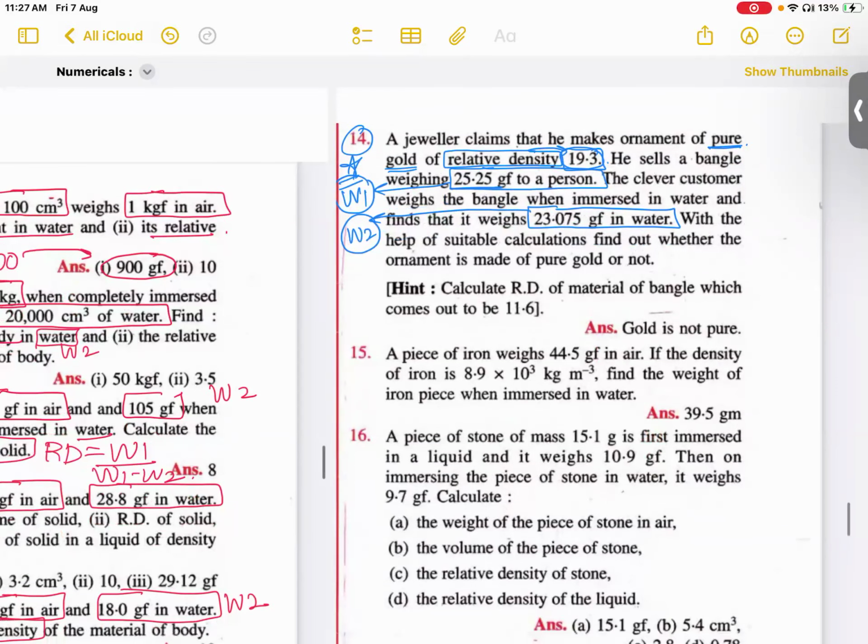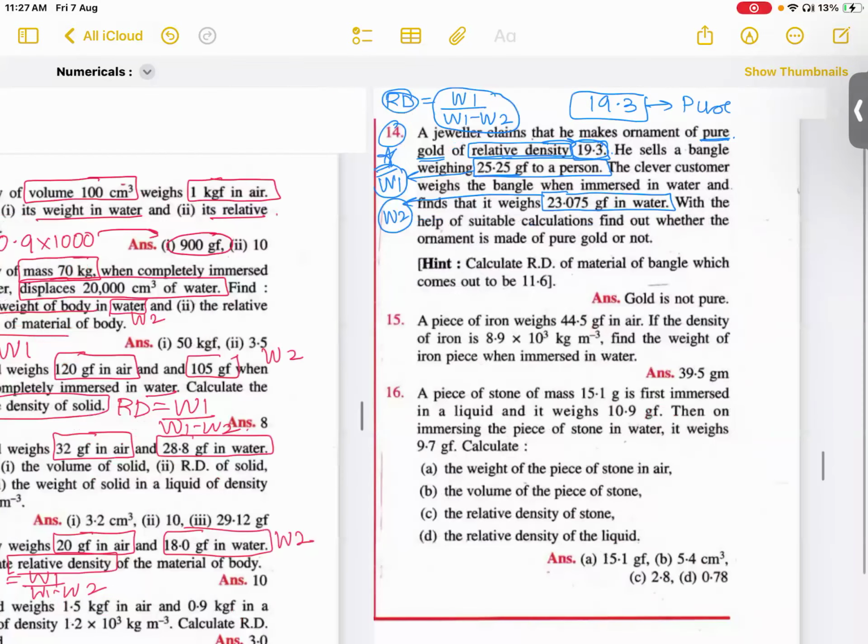Since we know that RD is equal to W1 upon W1 minus W2. On doing this calculation, if my RD value comes exactly 19.3, it is pure gold, because the relative density of gold is 19.3. If it comes a little bit up or down, that means it is impure. Let me try to tell you what it will come, guys.